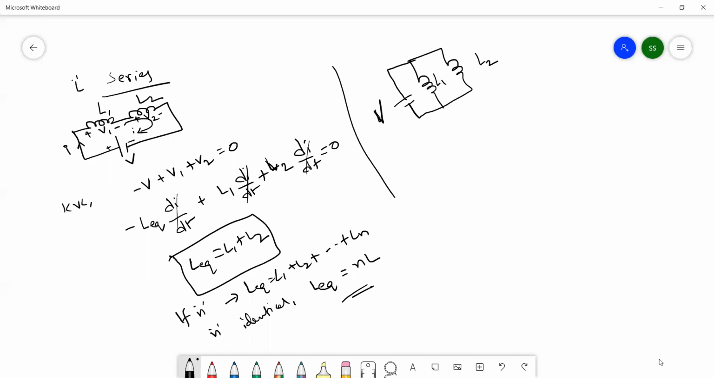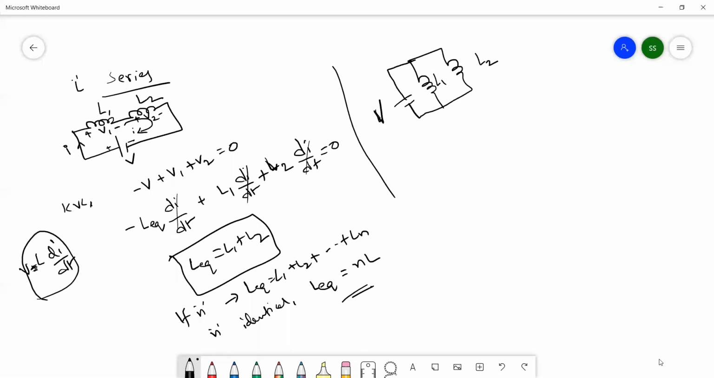Here, same as for resistors, L1 and L2 are connected in series. I apply KVL for the series closed circuit: minus V, where the current enters at the negative polarity of the source voltage, plus the first voltage drop V1 across L1, plus the second voltage drop V2 across L2, equal to 0. Now substitute the voltage across an inductor, V equal to L dI by dt, the basic formula.